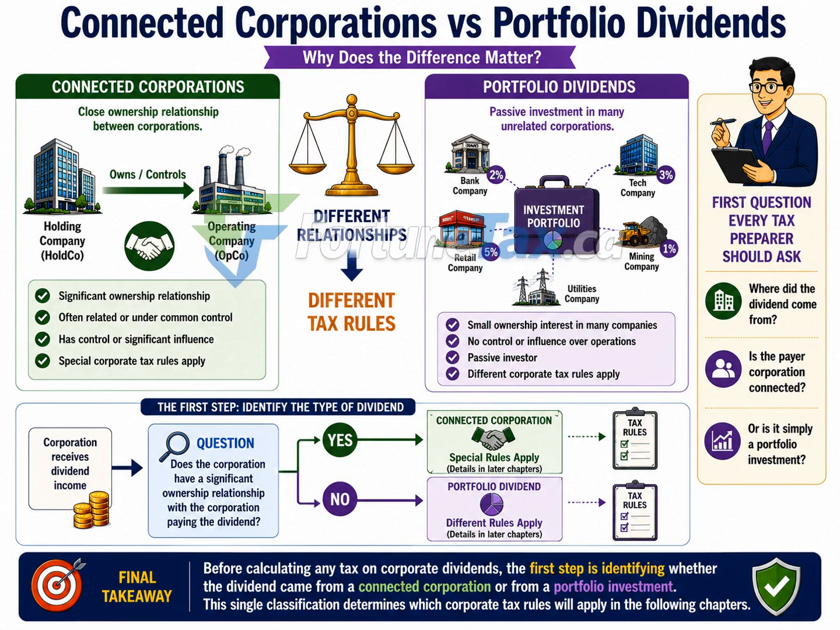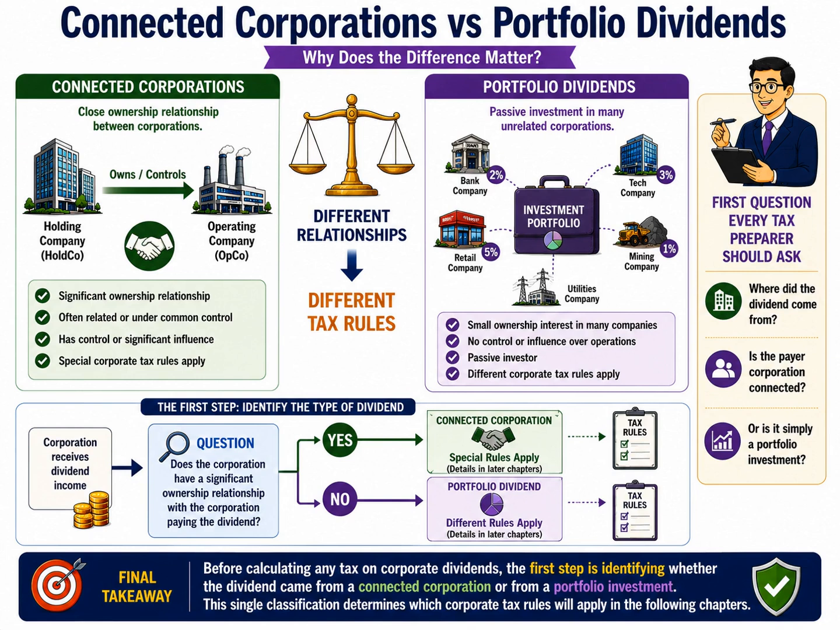As a tax preparer, every time you see dividend income on a corporate tax return, your first step should not be to calculate tax. Instead, your first step should be to ask a simple question. Where did the dividend come from? Did it come from a corporation that is connected through ownership or control? Or did it come from a portfolio investment in an unrelated company? That single question determines which corporate tax rules you need to apply.